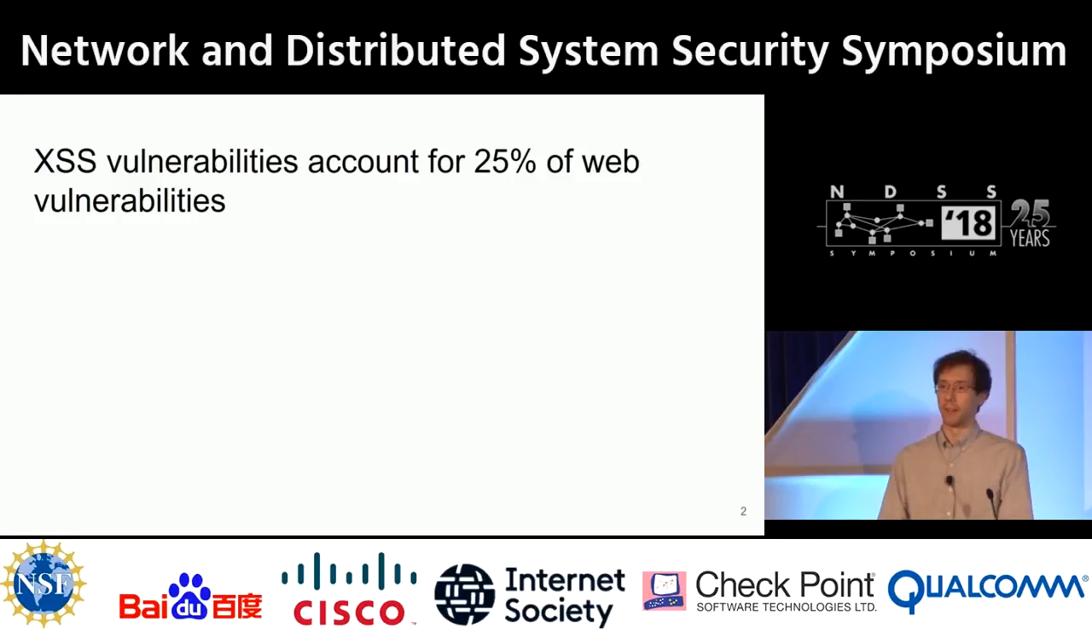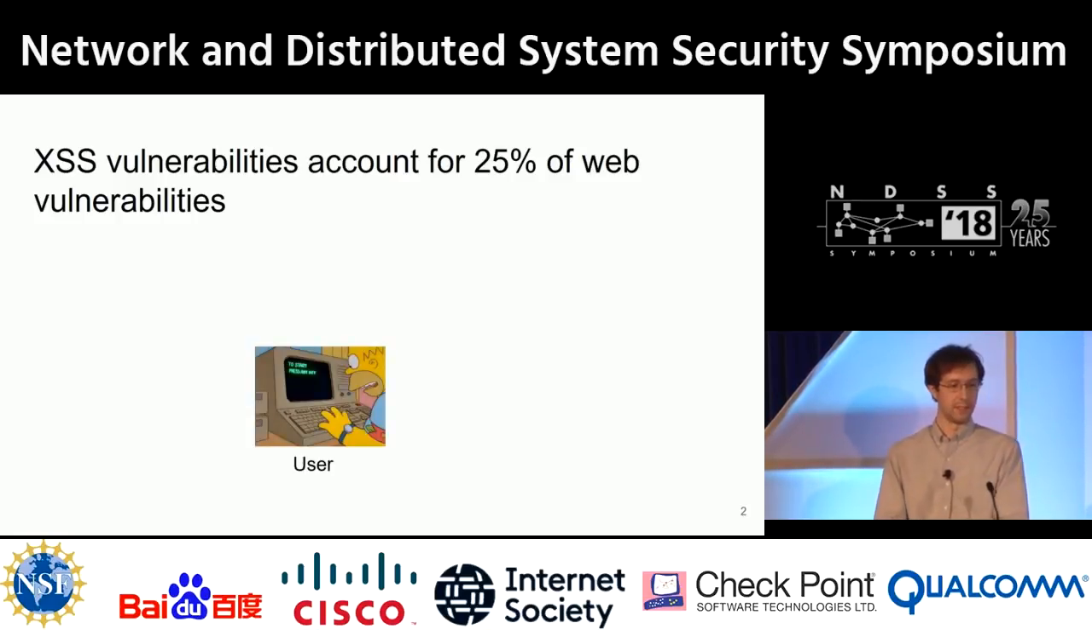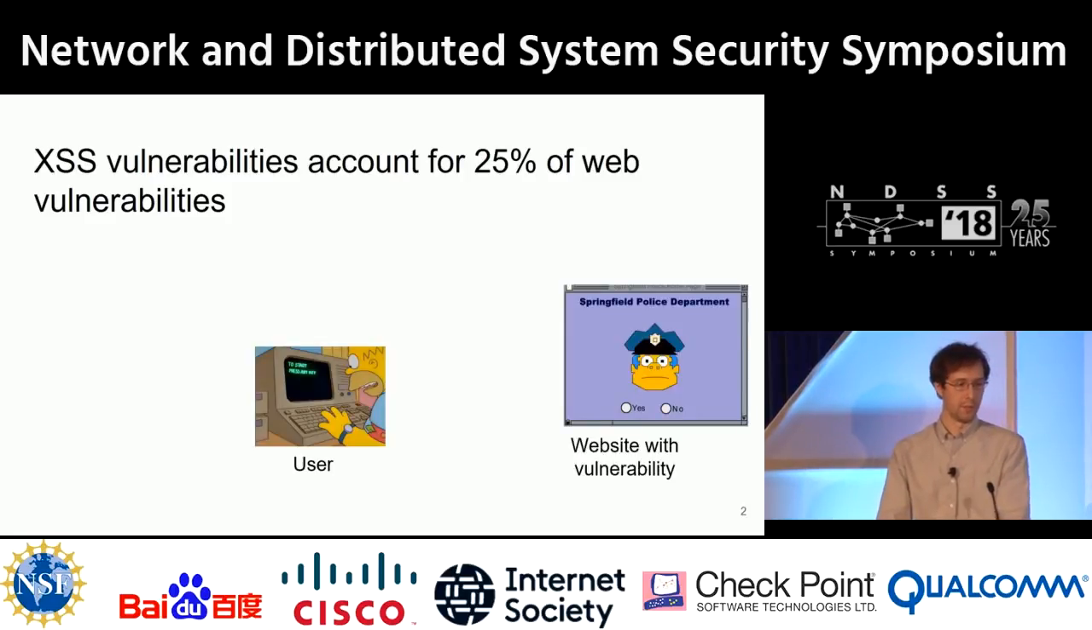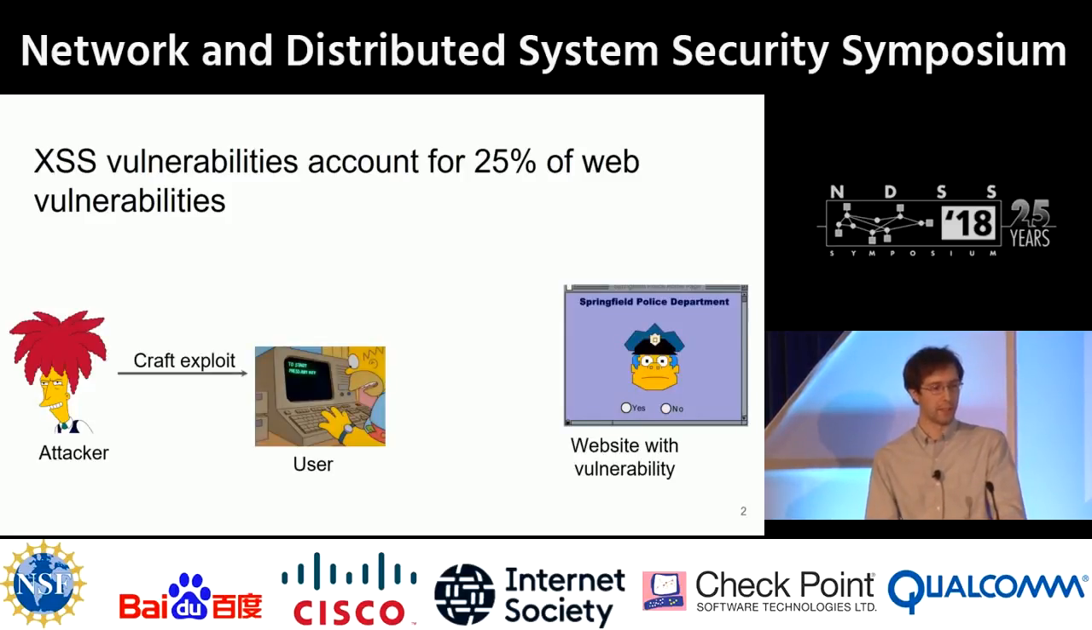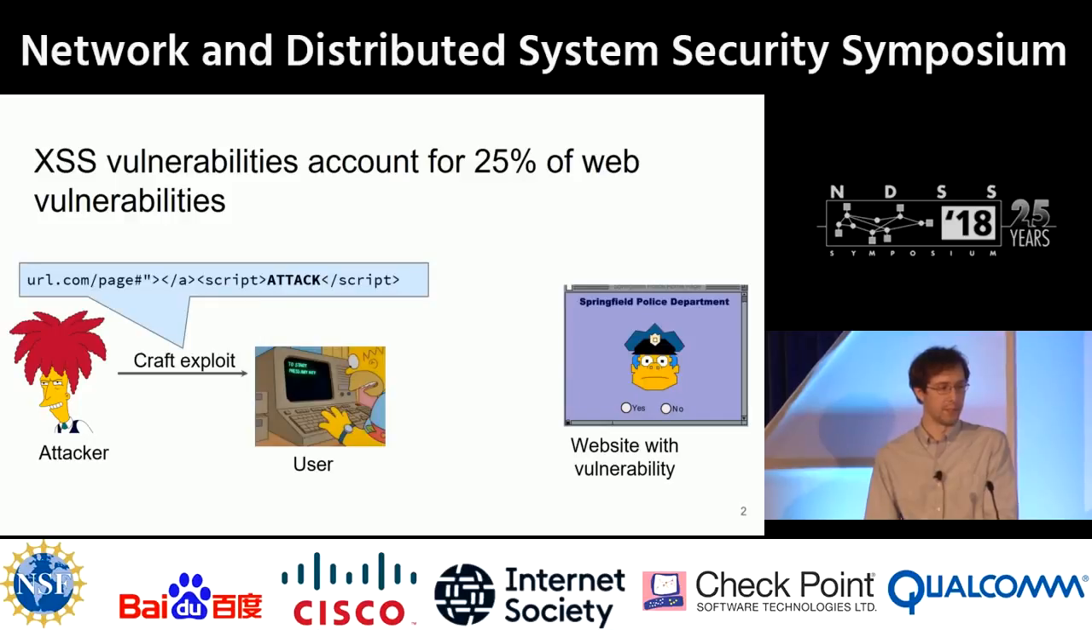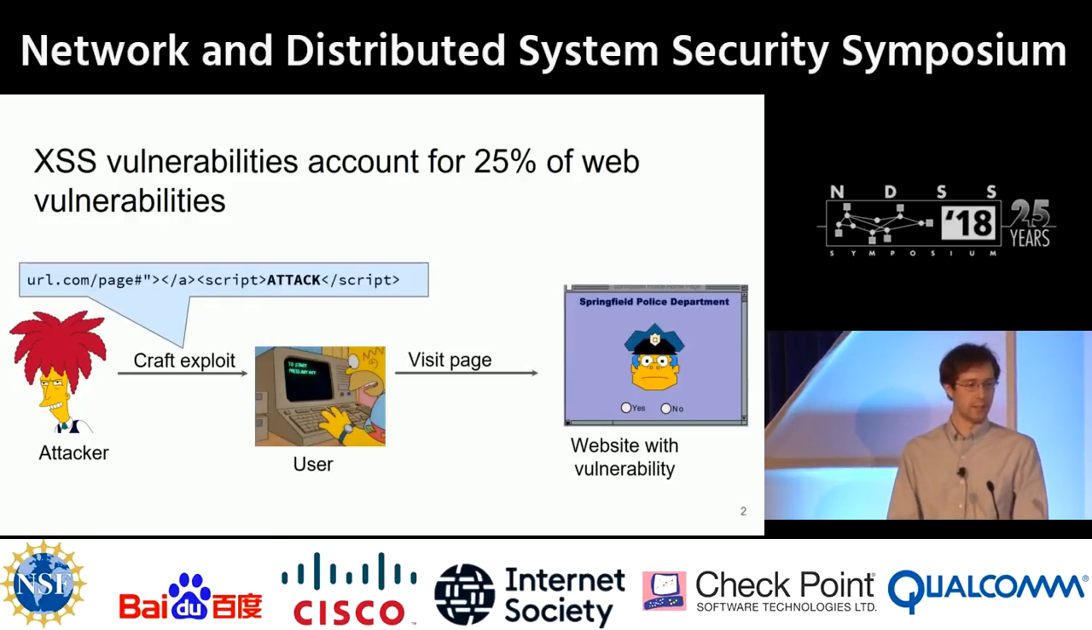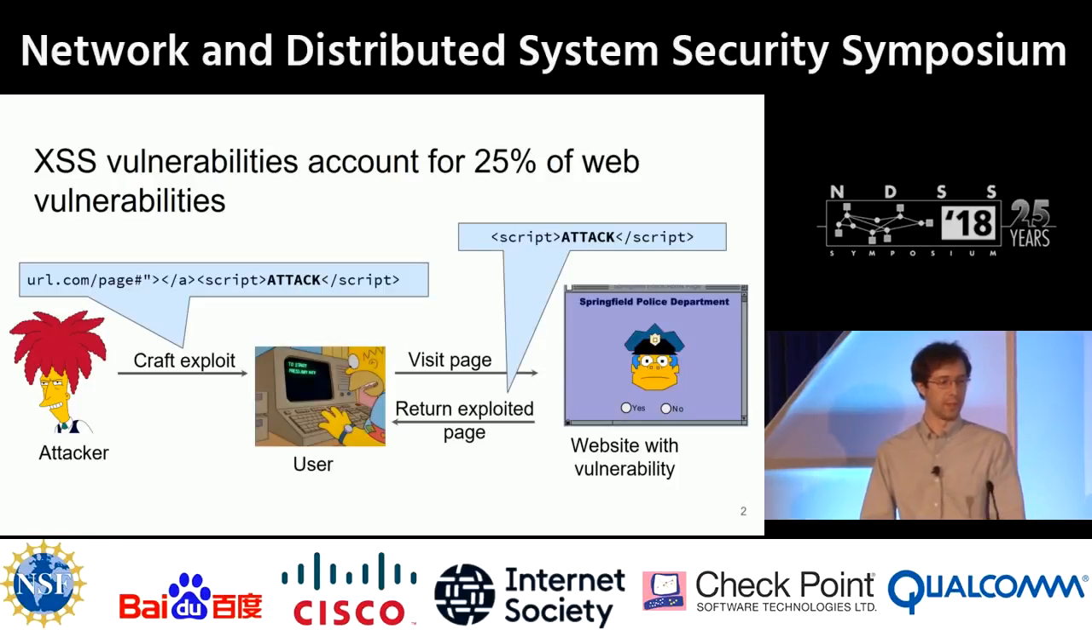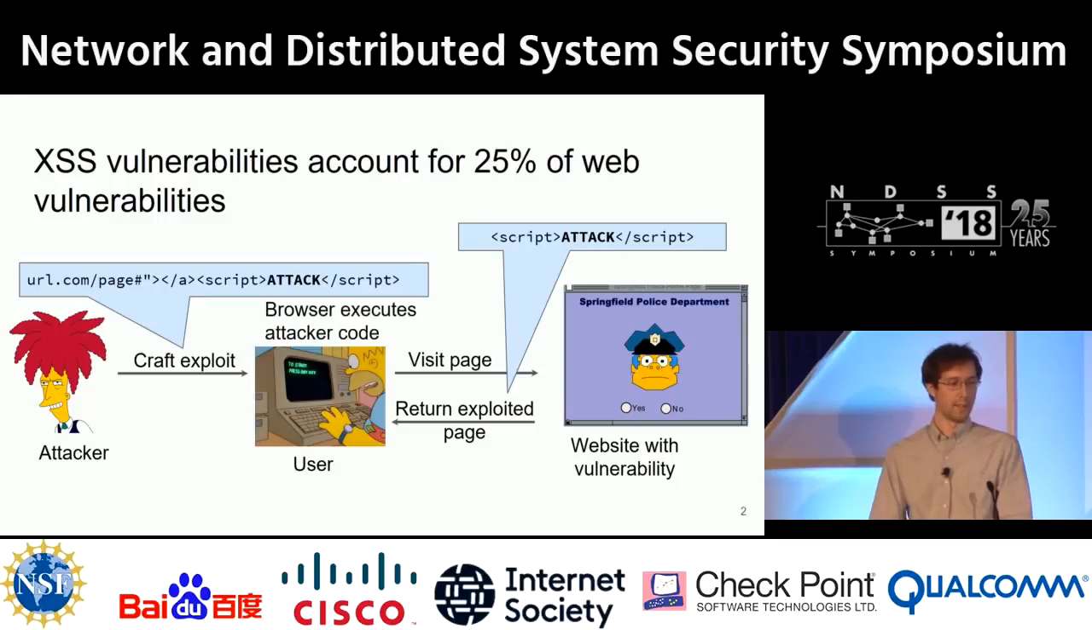I'm going to give you some background about cross-site scripting vulnerabilities in general at a high level. We have a user and a website with a vulnerability. An attacker can craft an exploit, for example, a malicious link, that may cause the user to visit a page, and the website returns an exploited page with the attacker's script inside of it, and then the browser executes the attacker code. Here, the attacker can do anything that the user could on the website.